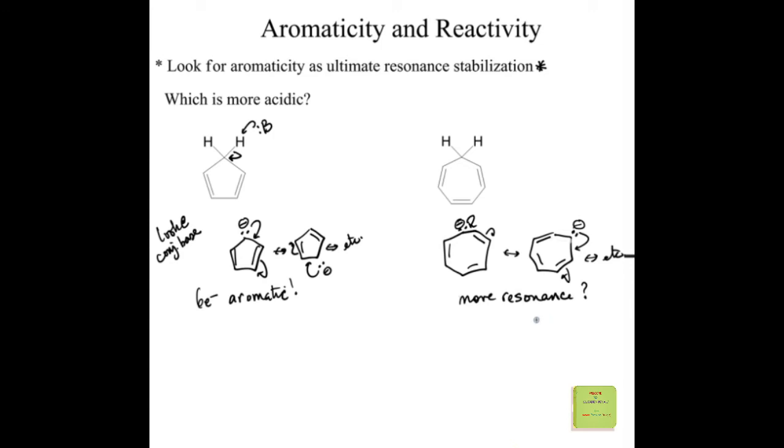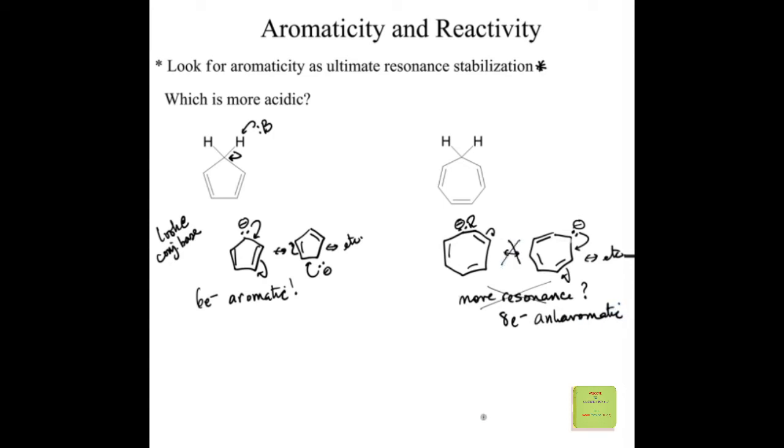And how about this one? It's cyclic, it's planar, it has 2, 4, 6, 8 electrons. Is that 4n plus 2? That is not. This is anti-aromatic. So this resonance is not true.